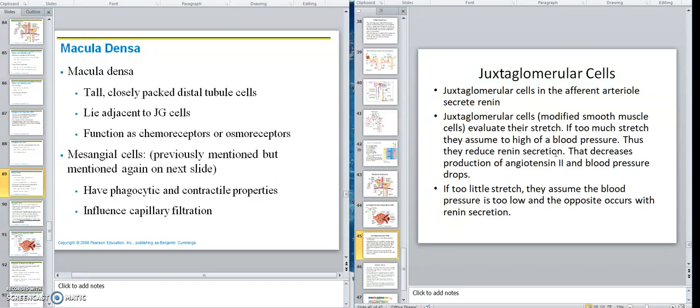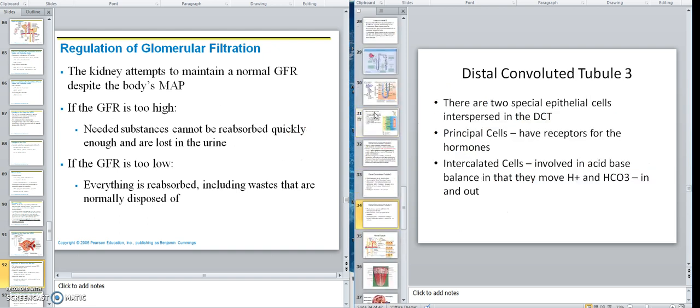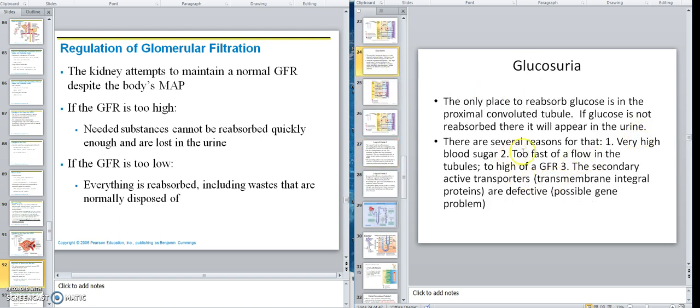So now that completes the story now that you have the kidney part in there, looking at the juxtaglomerular apparatus. So I hope that you will study on this. You see what I'm saying? If the GFR is too high, needed substances cannot be reabsorbed quickly enough. Remember, one needed substance was glucose. When I did glucose-urea, I said one of the reasons was very high blood sugar or too fast of a flow in the tubules, too high of a GFR. So you wouldn't have time to reabsorb, and not just glucose, but the other stuff too. Then if the GFR is too low, you reabsorb too much. Plus if the GFR is too low, more than likely your pressure is too low, and there it is.